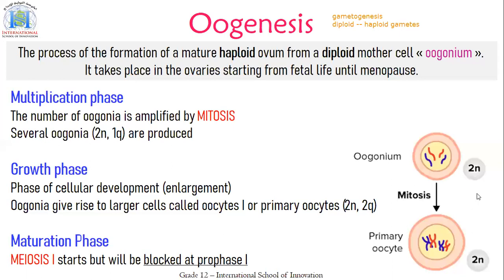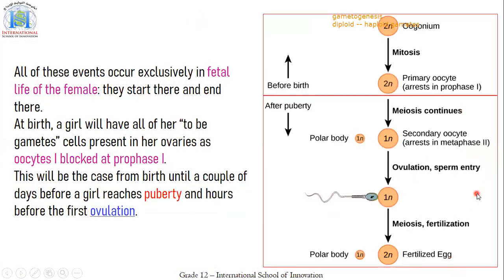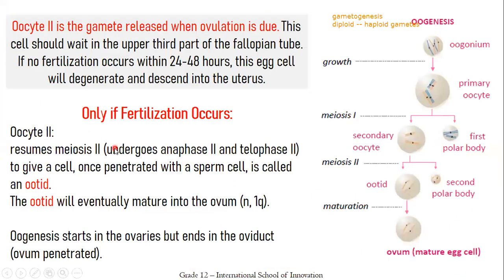I will do a quick revision of spermatogenesis using the diagram explaining oogenesis to show you how similar they are. During spermatogenesis, a spermatogonium found in the testicles of males undergoes mitosis, then growth to make spermatocyte 1, primary spermatocyte.